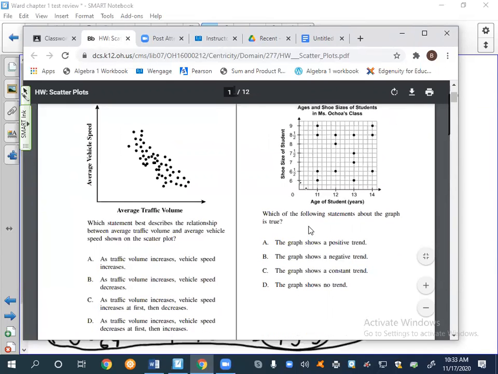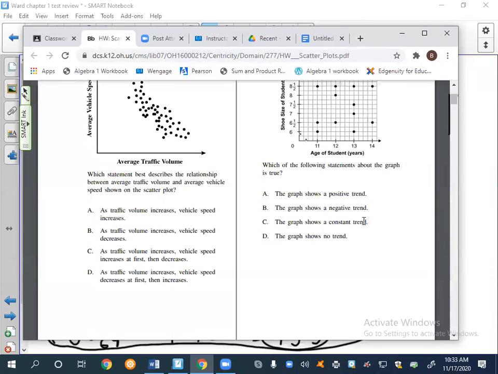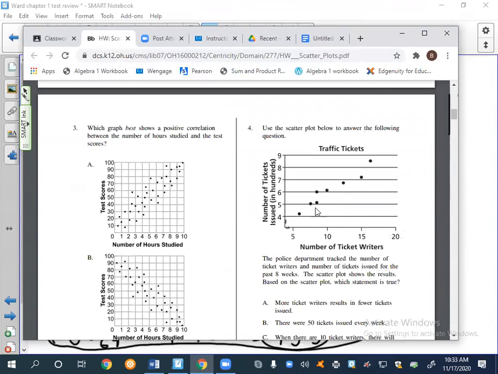Number 2 says, which of the following statements about the graph are true? Well, right now, do you see a positive correlation, negative correlation, or no correlation to those points right there? No correlation. They're just in random spots. They're not consistently increasing or decreasing. Would you agree with that? So which one of those statements says that? D. The graph shows no trend. D. Incredibly difficult, isn't it?